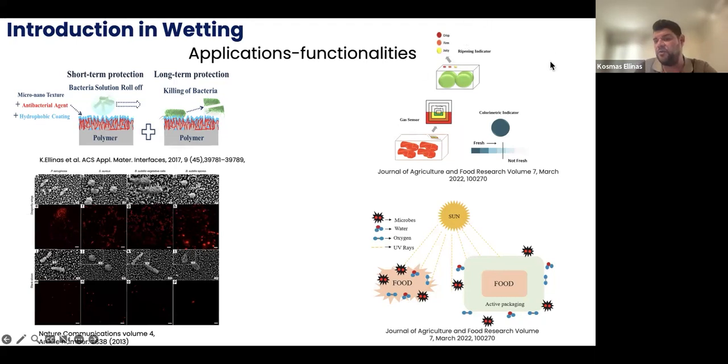And of course, I can do food packaging that can repel or reflect sunlight, can stop moisture, can stop a wide range of different probes that affect the food quality.